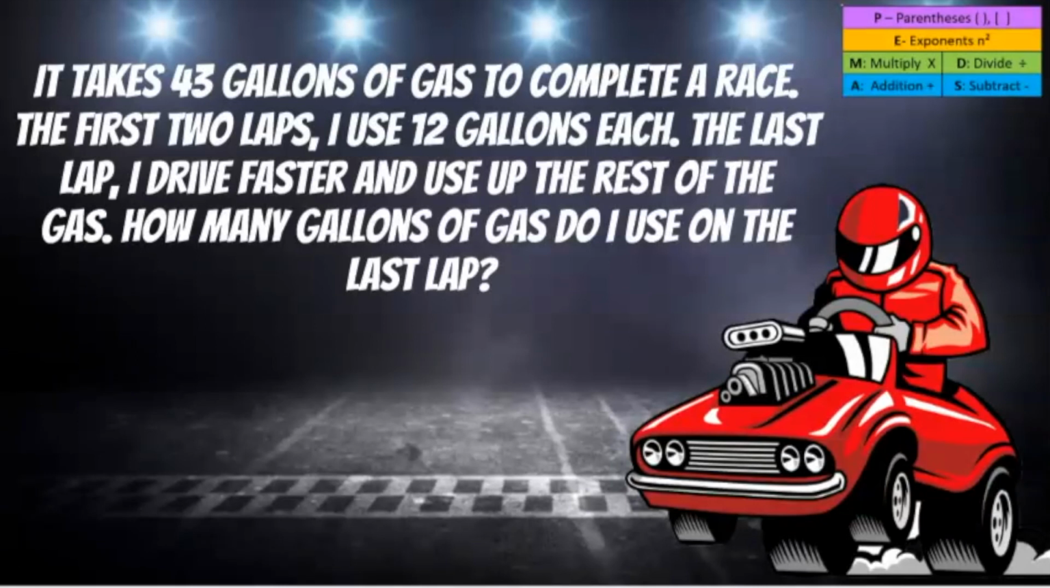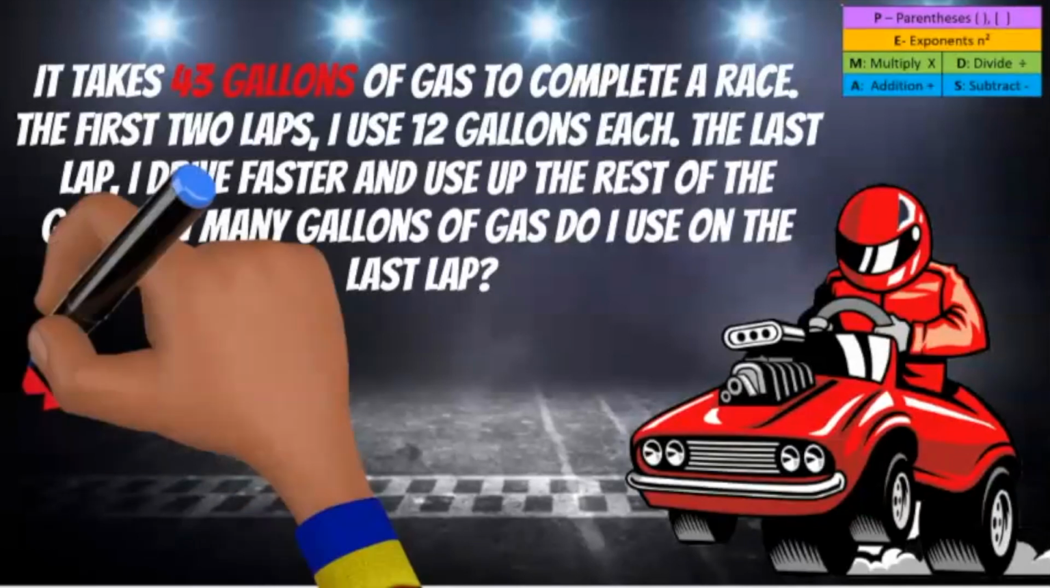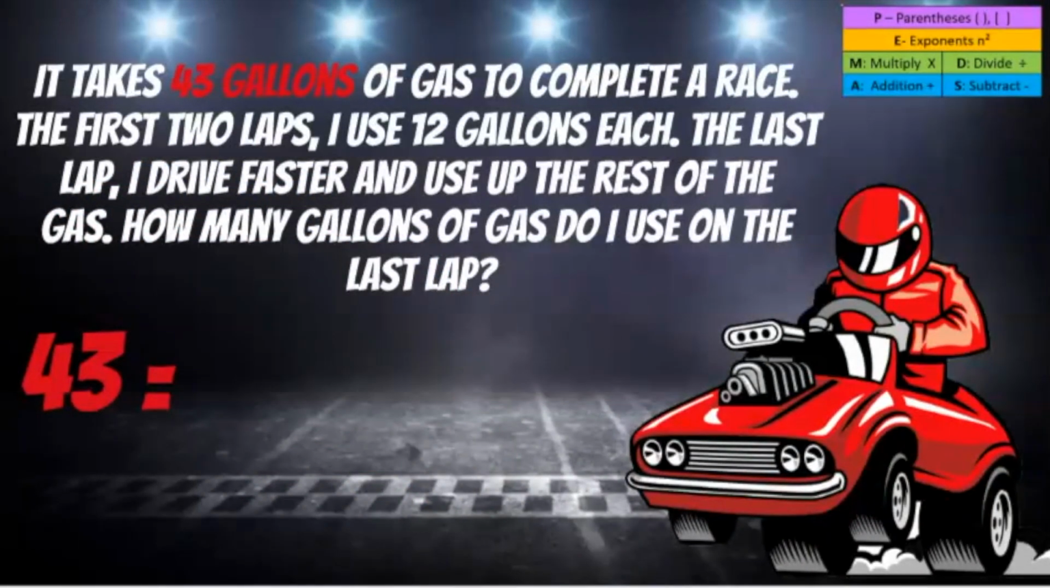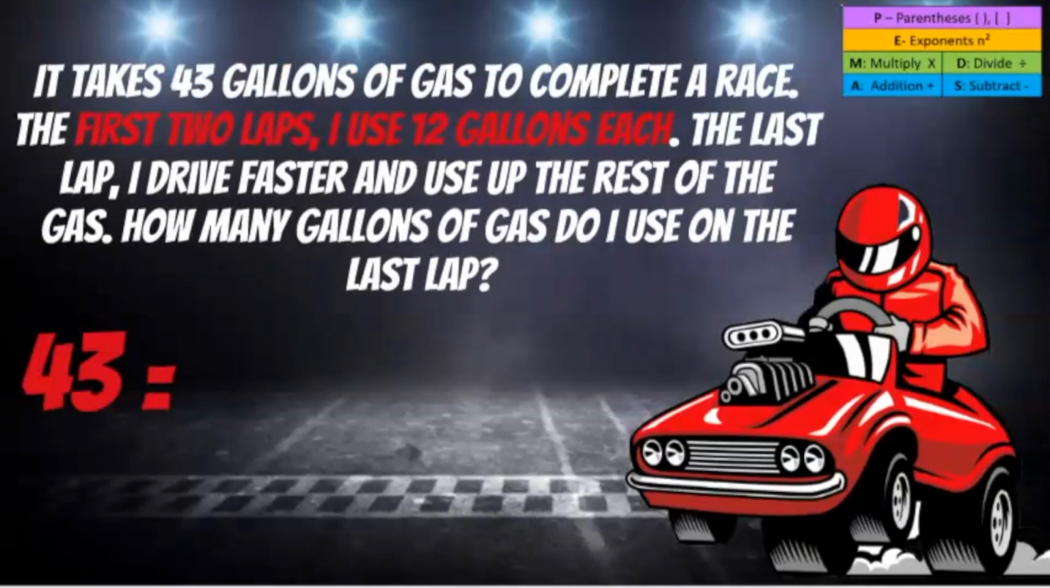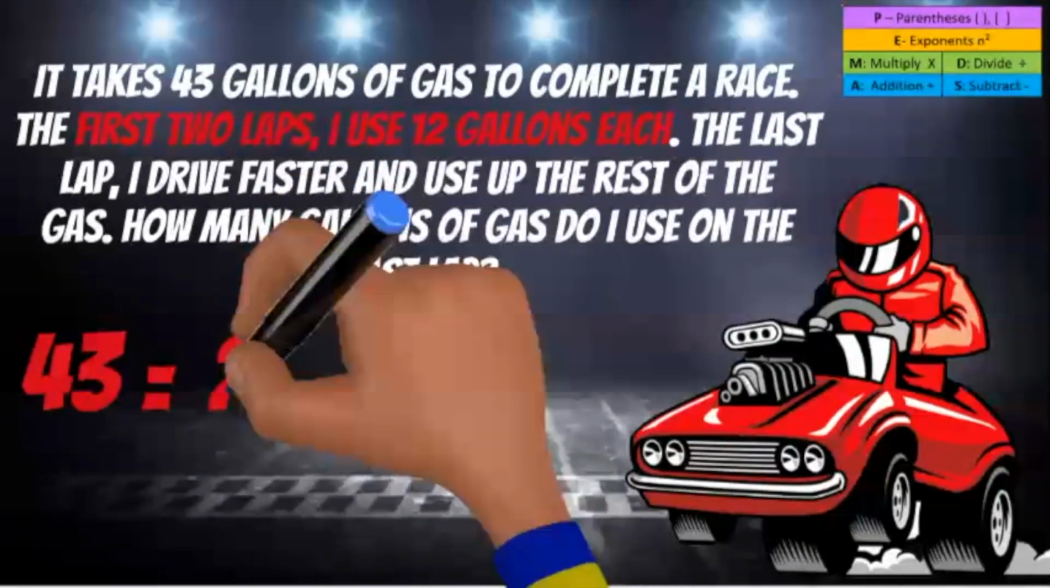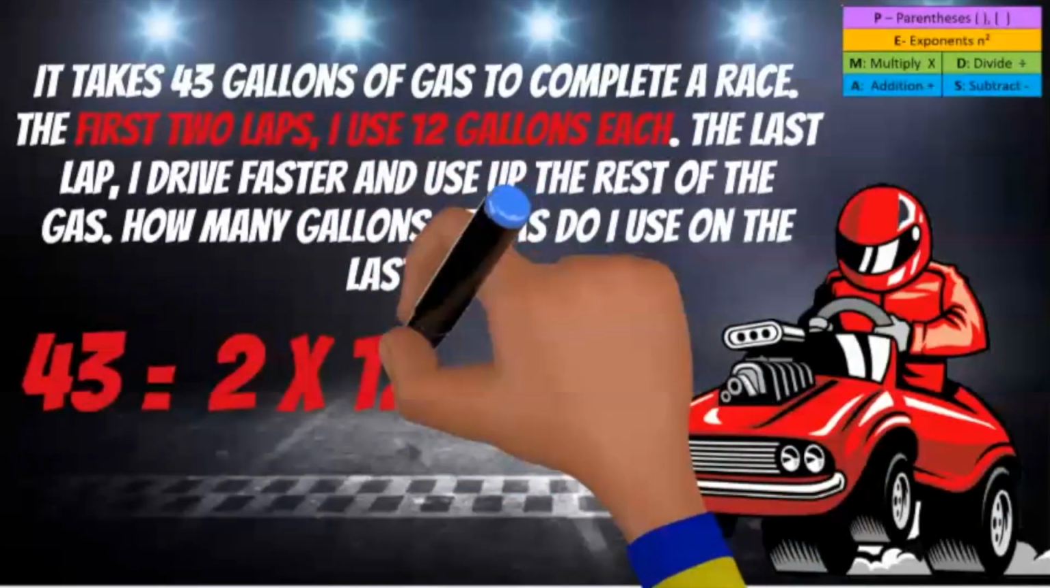The first piece of information I know is, it takes a total of 43 gallons to complete a race. That will be my total, and all the other values combined will equal 43. So I write the equal sign. The next piece of information is, for the first 2 laps, I use 12 gallons each. I represent that with the expression 2 times 12. 2 laps with 12 gallons each.